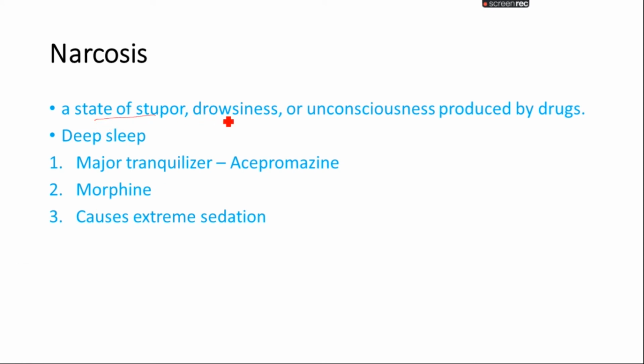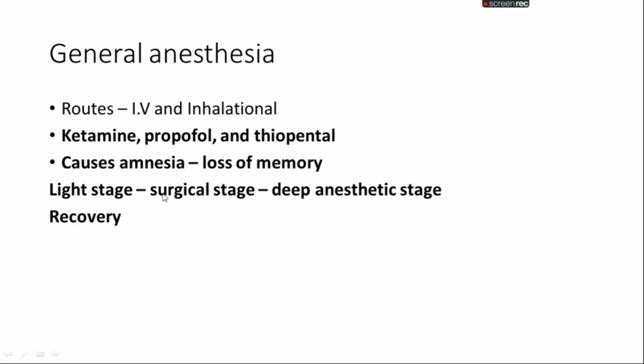And then we have narcosis. So what is narcosis? A state of stupor, drowsiness, unconsciousness, right? It is a stage of deep unconsciousness in which the animal will have amnesia as well. The animal will be unaware of the environment and will have no memory about the surroundings as well. So it is also known as a deep sleep. Certain major tranquilizers are used in this stage, like acepromazine and morphine, and they cause extreme sedation to the animal.